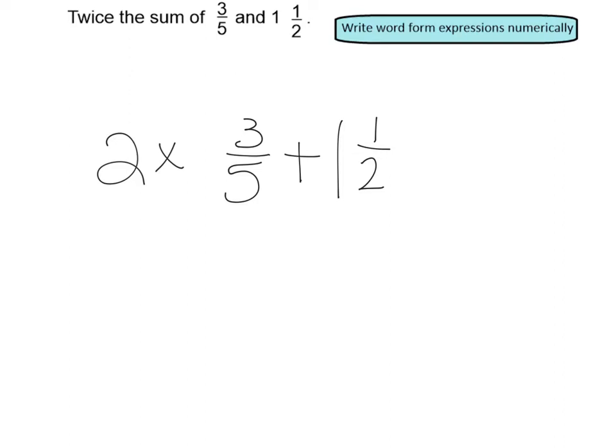Now they want twice the sum of 3/5 and 1 1/2. So we have to put parentheses around our 3/5 and our 1 1/2 because we want that first, and then we're going to get twice that or double that. So this is the word form to numerical.